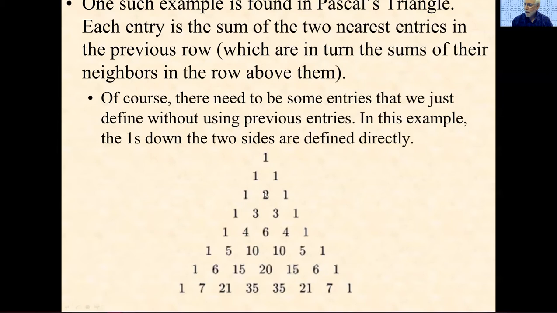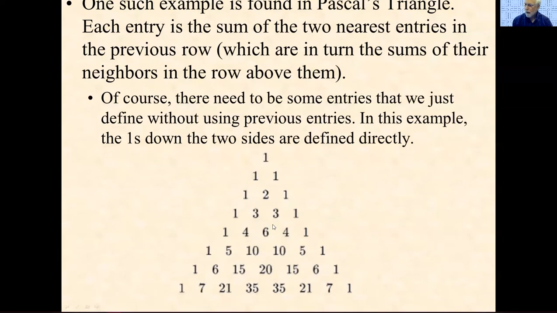In this triangle, every entry is the sum of the two entries above it. So this 4 is 3 plus 1. 21 is 15 plus 6. 35 is 15 plus 20. Of course, we have to start somewhere, and so these ones down the two outsides are just given. They're what we call a base condition. We eventually get to a point where the recursive function knows directly how to find that.